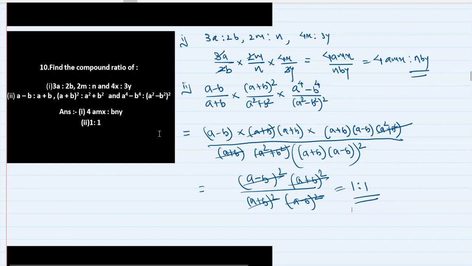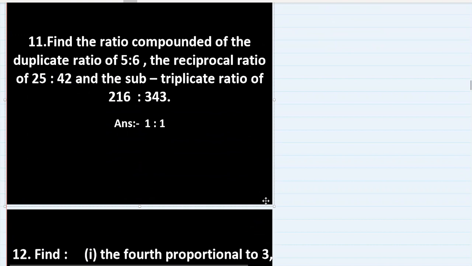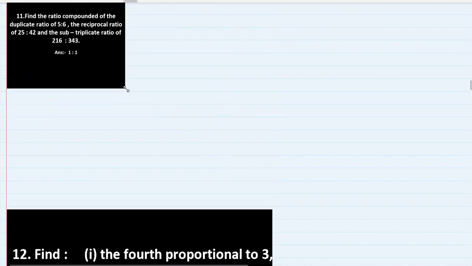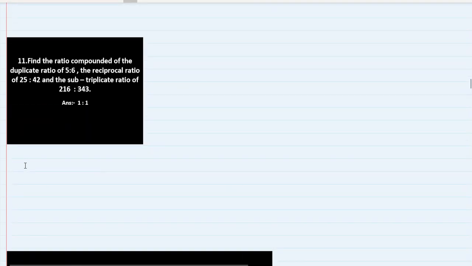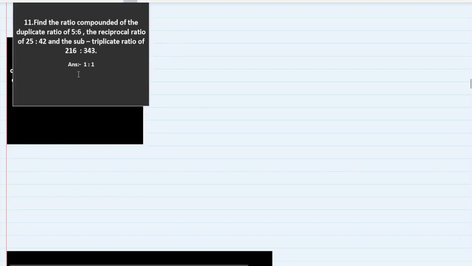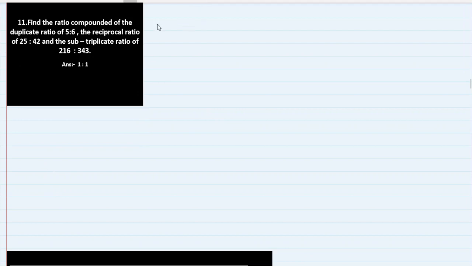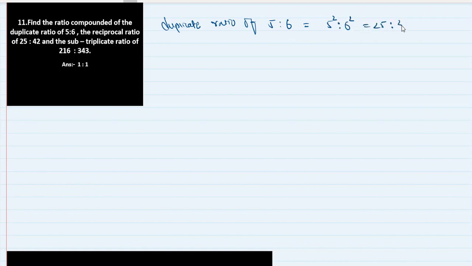Now, did you understand how to find compound ratio? Pretty simple, right? Let's do the last question of this part. Find the ratio compounded of the duplicate ratio of 5 is to 6. Okay, first let's find the duplicate ratio of 5 is to 6. So duplicate ratio of 5 is to 6 is equal to 5 square is to 6 square, that is 25 is to 36.